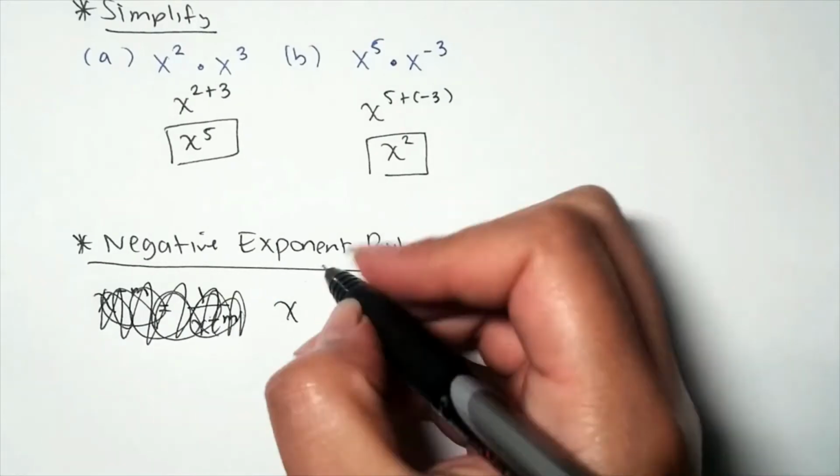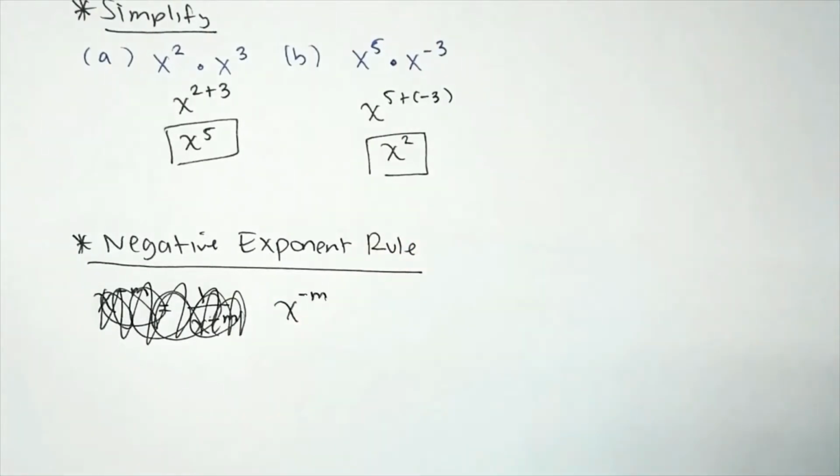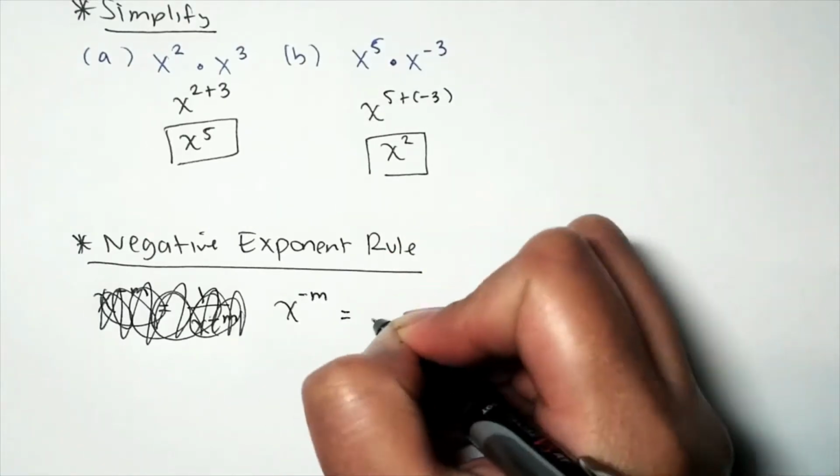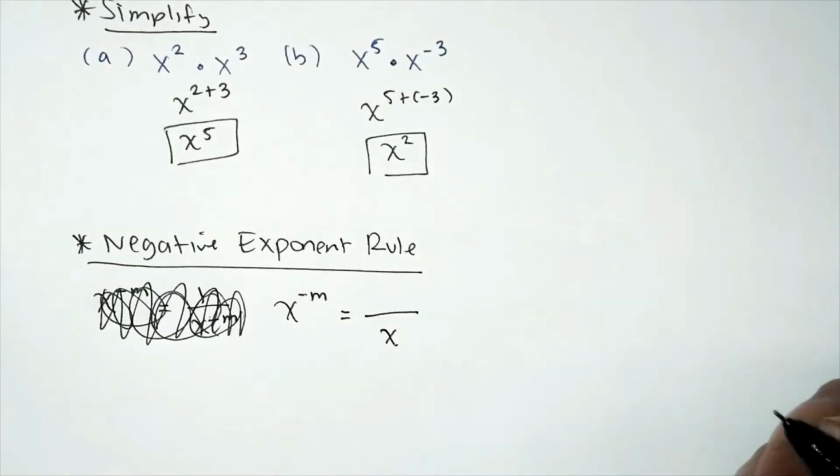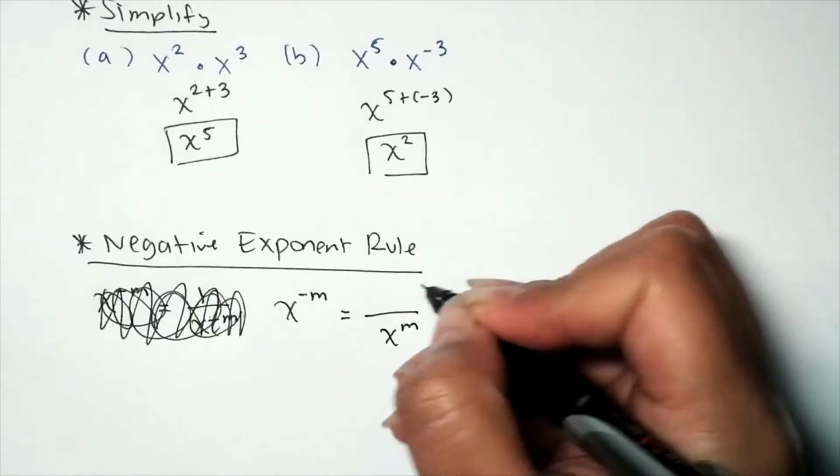Okay, so if we have a factor that's being raised to a negative power, how are we gonna fix it so it's positive? Pretty much you're gonna bring the factor down, and then you're gonna make the exponent positive.